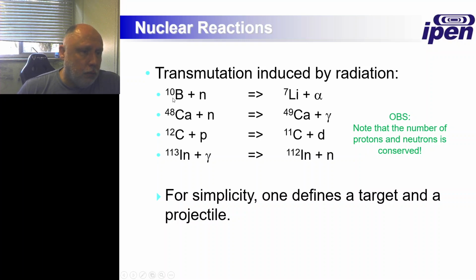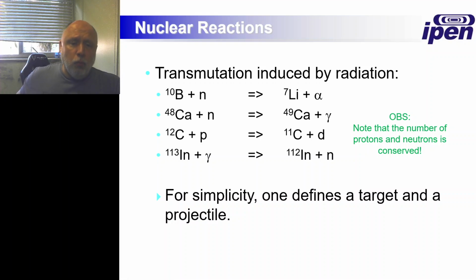So just look here, boron has 5 protons and 5 neutrons. It absorbs a neutron, now we have 5 protons and 6 neutrons. Lithium has 3 protons, alpha has 2 protons, the 5 protons we had. Lithium 7 has 4 neutrons, alpha has 2 neutrons, 6 neutrons again. Same goes for every single reaction. So in nuclear reactions, if you sum up all protons you had before, you will have all of them later. If you sum all the neutrons you had before, they will all be here. They are just rearranged.